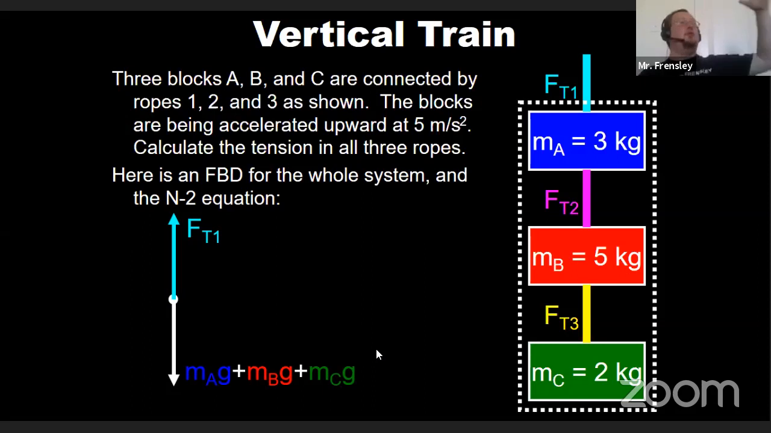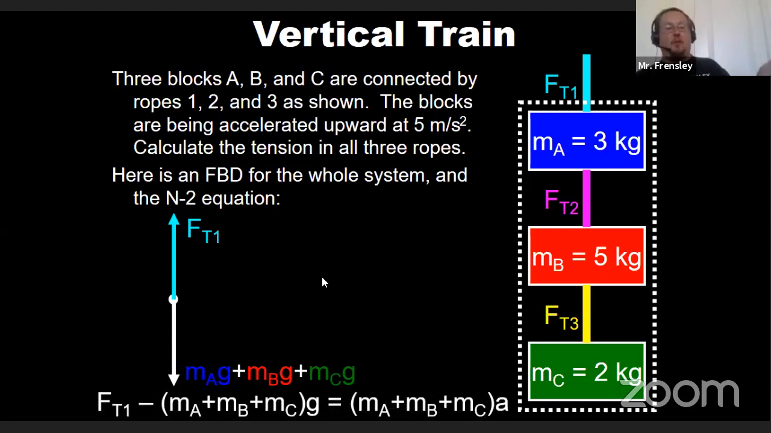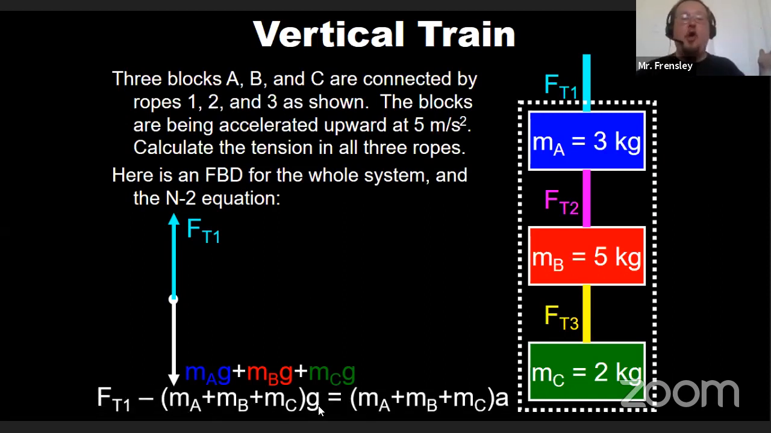So tension 1 really thinks he's carrying 10 kilograms. Tension 2 thinks he's carrying 7 kilograms. Tension 3 thinks it's attached to 2 kilograms. Do you see how that works? So tension 1 says, I've got to counter all 100 newtons, that's 10 kilograms times 10 meters per second squared, all 100 newtons of downward weight.